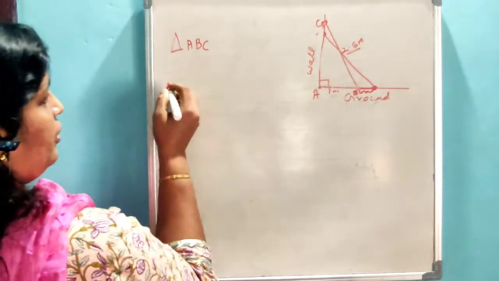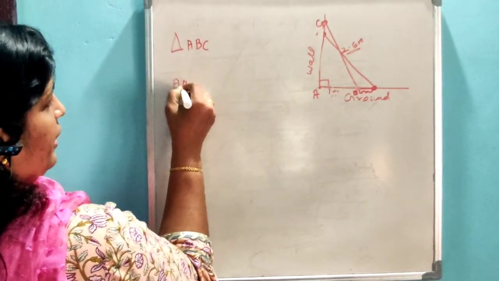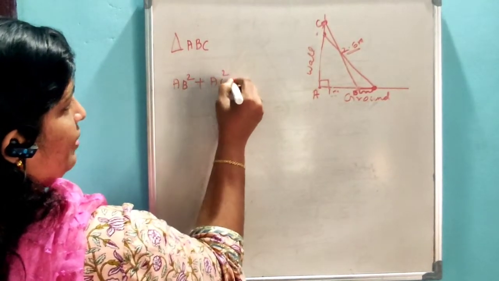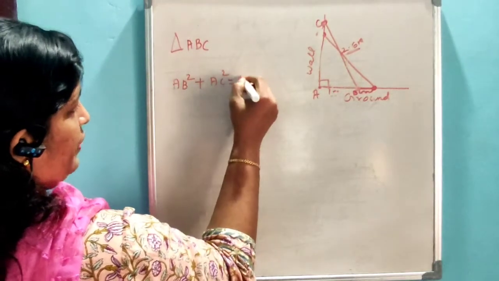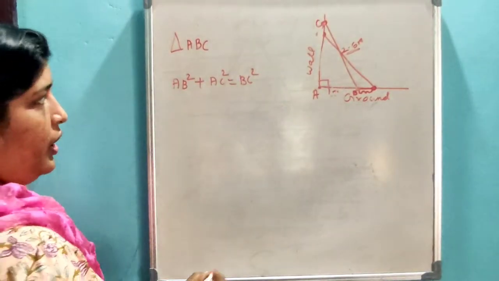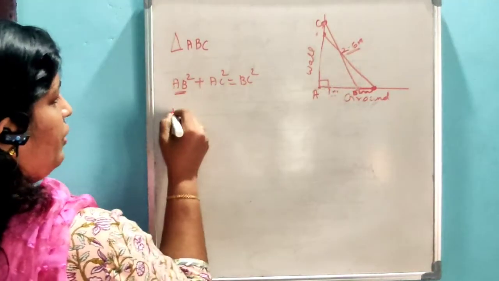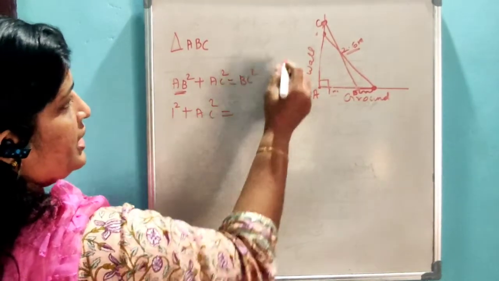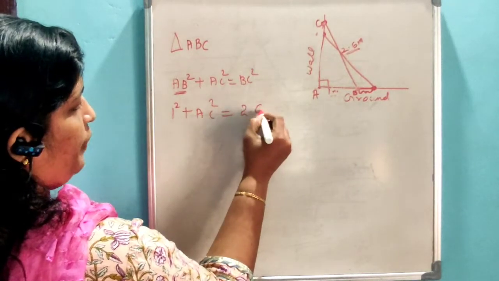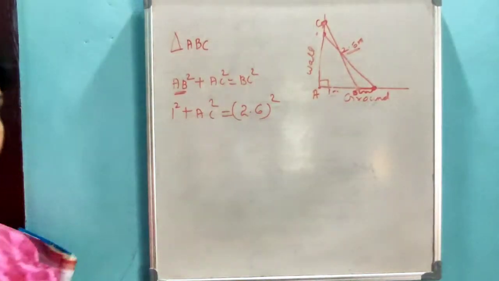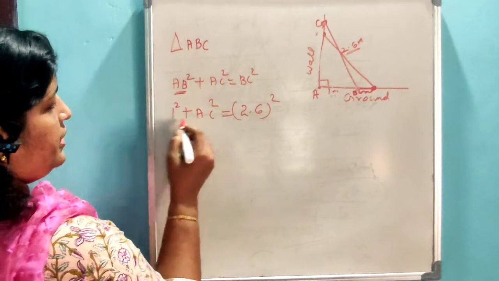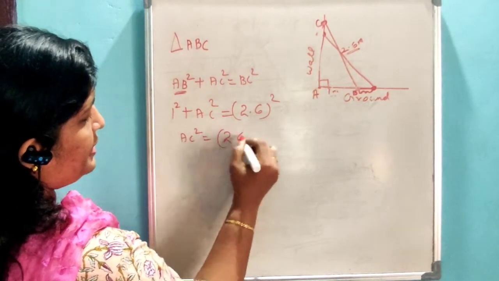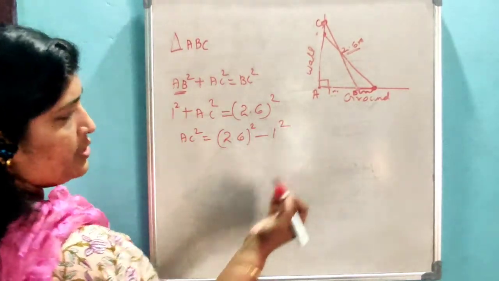What is the Pythagoras theorem? Base square plus altitude square, where the altitude is AC, is equal to the hypotenuse square, that is BC square. Here AB is 1. So 1 square plus AC square, which we need to find, is equal to BC square, which is 2.6 whole square. Then AC square is equal to 2.6 whole square minus 1 square.